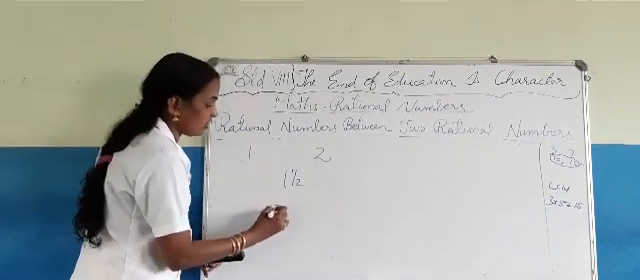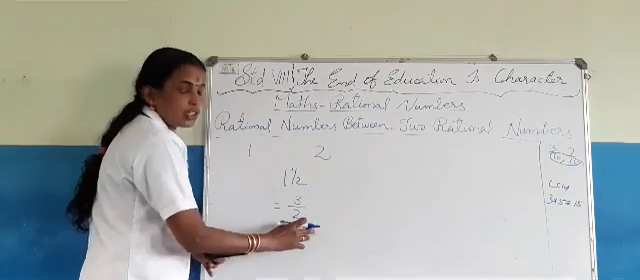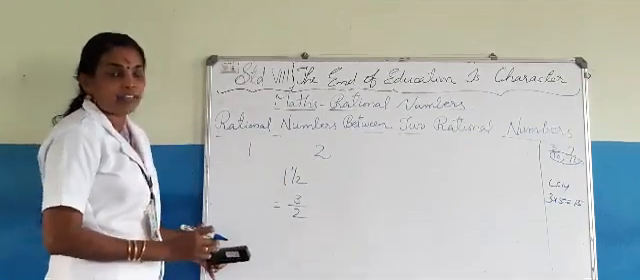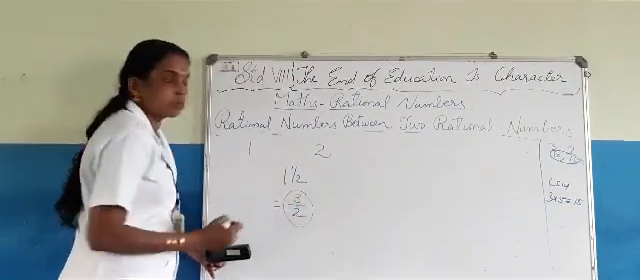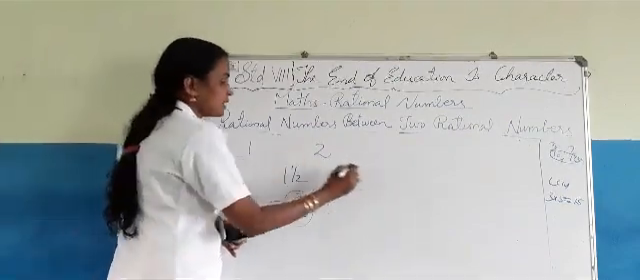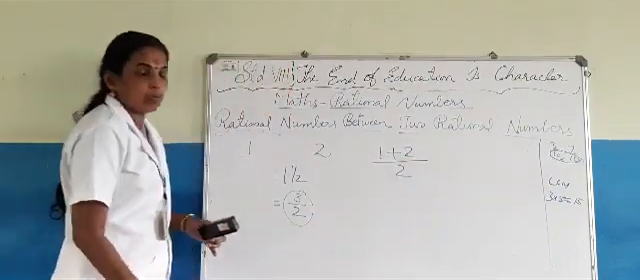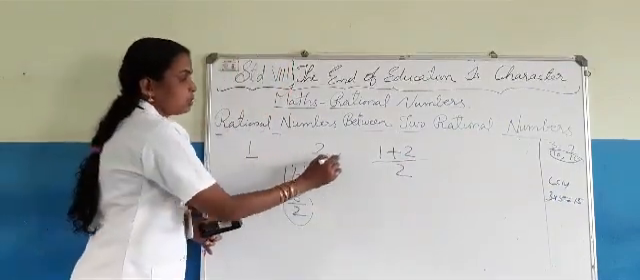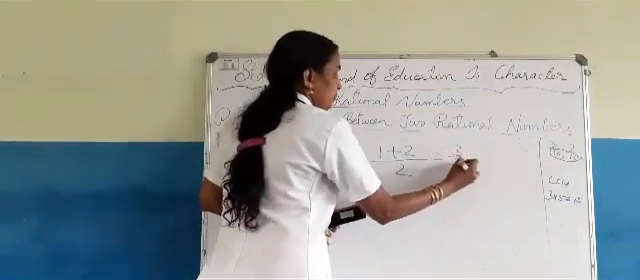And 1 and half is same as 3 by 2. This mixed fraction we changed into improper fraction 3 by 2. How we got this 3 by 2? This 3 by 2 is 1 plus 2 by 2. This one is 2 and whole by 2, which is equal to 3 by 2.